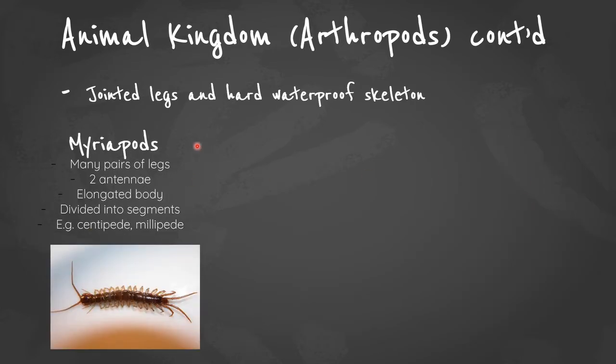The last group of arthropods, myriapods, many pairs of legs. So M in myriapods for many pairs of legs, 2 antennae, and they have elongated bodies which are divided into segments. An example is a centipede, which means 100 legs, and millipede meaning 1,000 legs.